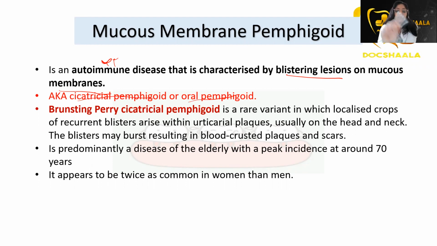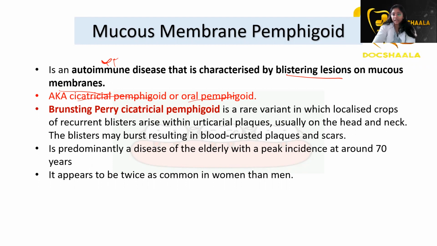Brunsting-Perry cicatricial pemphigoid is a rare variant of mucous membrane pemphigoid. It presents with localized crops. So it is like crops of recurrent blisters that arise within urticarial plaques, usually on the head and neck. The blisters may burst, resulting in blood-crusted plaques or scars.